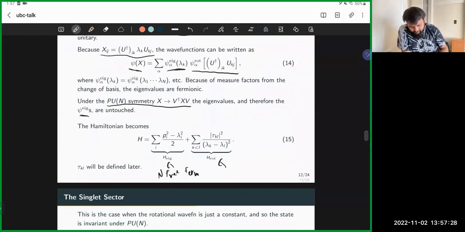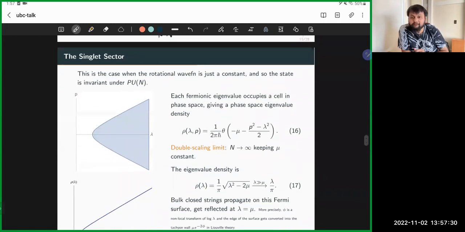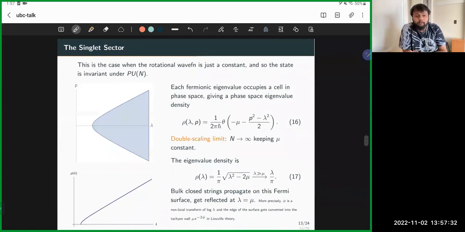So now let me tell you about the singlet sector, where the rotational wave function is just a constant. The symmetry acts as identity; it doesn't do anything. The state is just invariant. And so basically, there are only eigenvalues. In the singlet, you have fermionic eigenvalues, and there are a lot of them. So you can treat them semi-classically and say that each eigenvalue occupies a single cell in phase space.